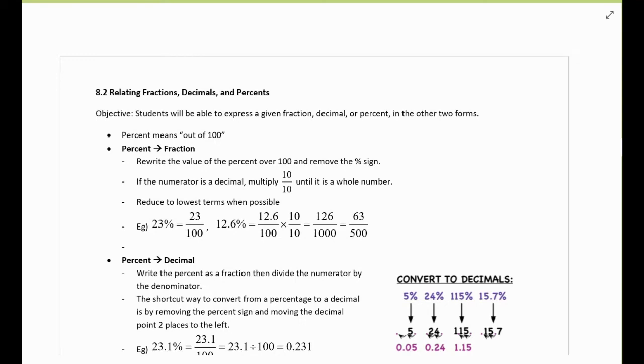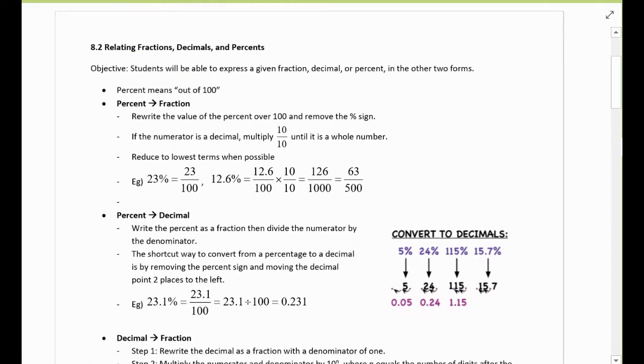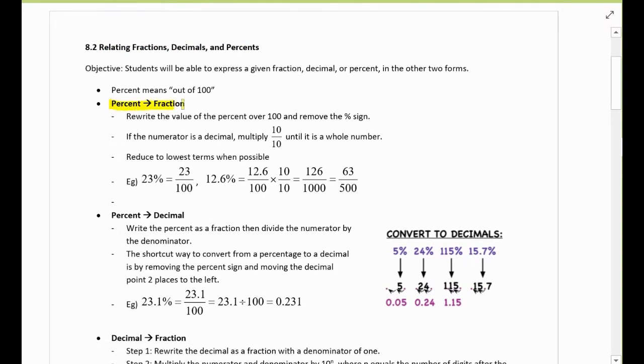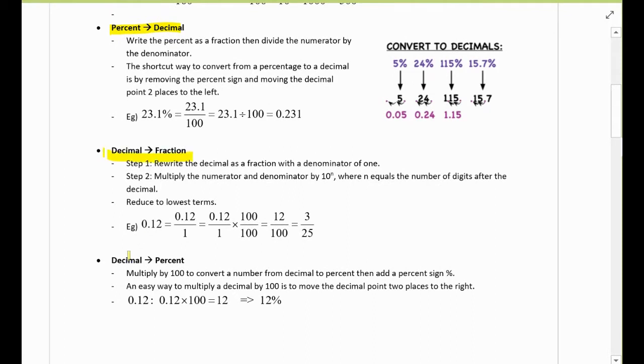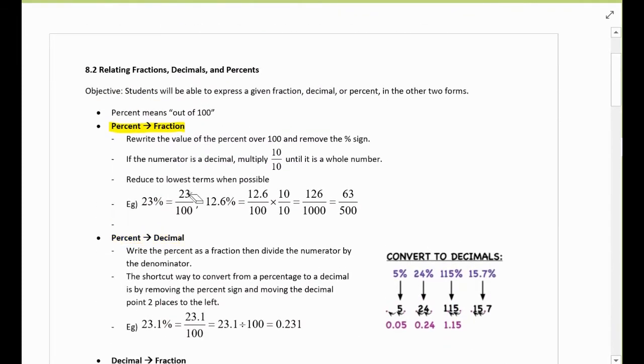Today we're going to learn relating fraction, decimal, and percent. After today's lesson, you will be able to convert percent to fraction, percent to decimal, decimal to fraction, and decimal to percent. Alright? Okay, what does percent mean, everyone? Percent means out of 100.